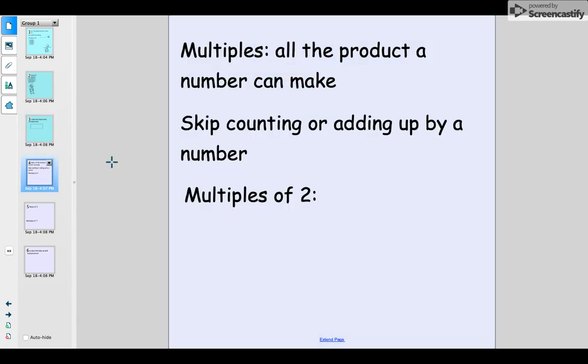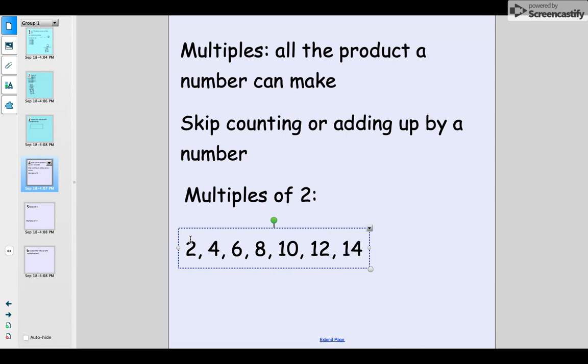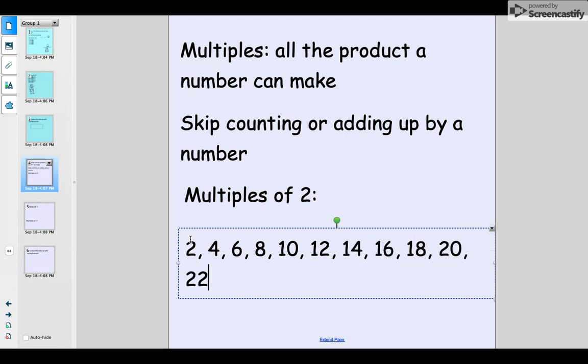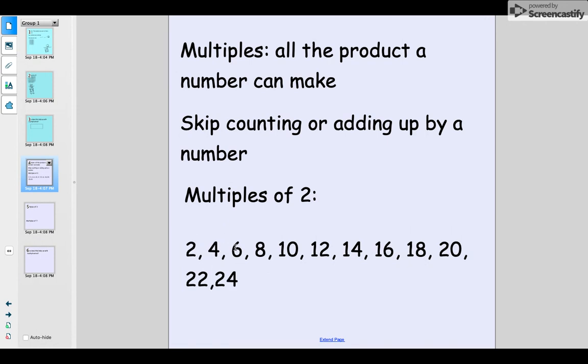Multiples can also help us, and multiples are all the products a number can make. An easier way of thinking about them is skip counting or adding up by a number. So if I'm going to think about the multiples of 2, I'm going to skip count by 2. So 2 plus another 2 is 4, plus another 2 is 6, 8, 10, 12, 14, 16, 18, 20, 22, 24. So each time I added 2 as I went.